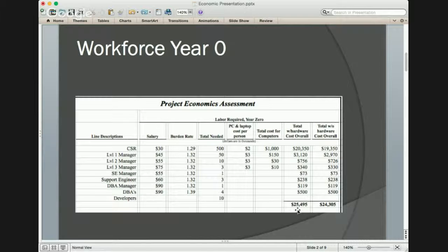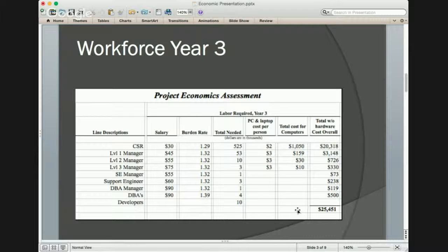The total without the hardware cost overall is $24,305,000. So as we progress on to year 3, years 0 through 2 are the same because we're not adding any more employees, so it continues to stay the same. But in year 3, as the business is going to grow, estimated at 10%, we added 25 CSR, 3 managers, and we didn't need to add a level 2 manager or a level 3 manager.